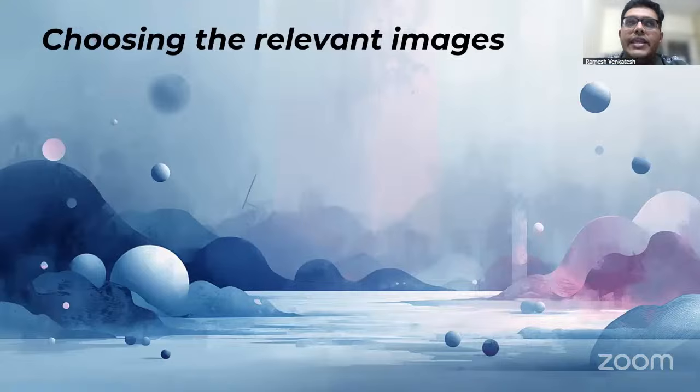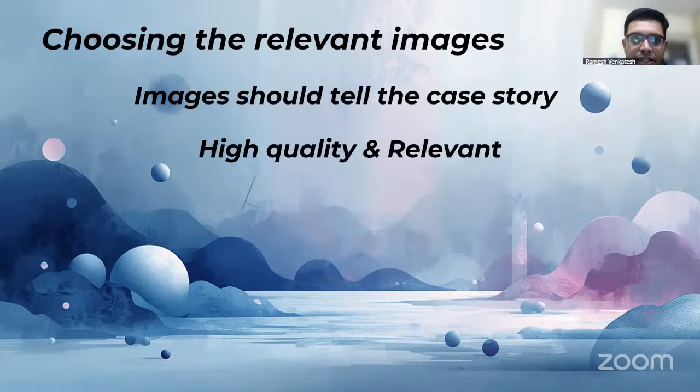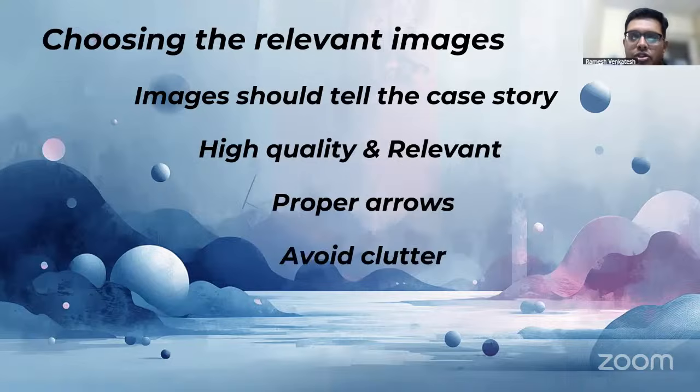Now, the important thing in a case report is also utilizing the right and relevant images. The images should tell the case story. It should not exactly be a repetition of what you have written in the case description. It should be a story by itself, where just by looking at the images, you realize what we are dealing with. They should be of high quality. Most journals prefer more than 300 DPI, and they should be absolutely relevant to the case which you are describing. You should have proper arrows and annotations, and the case images should not be cluttered.